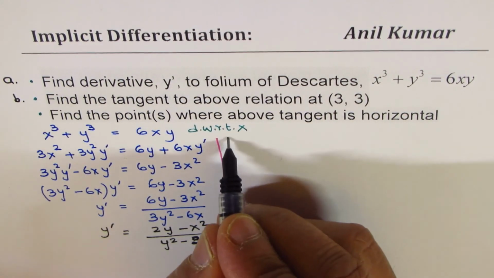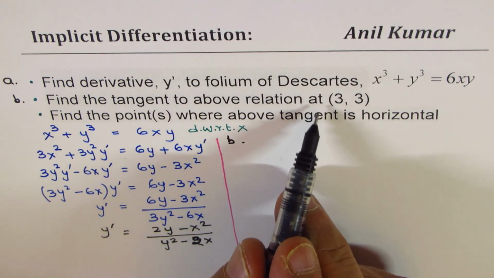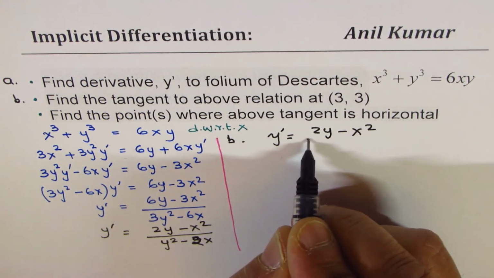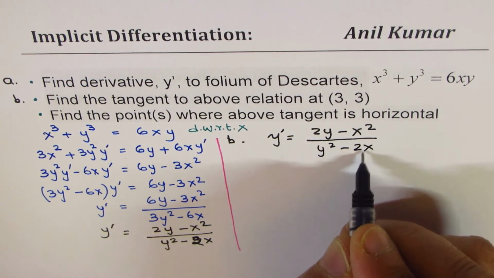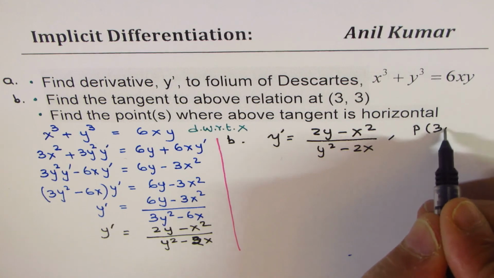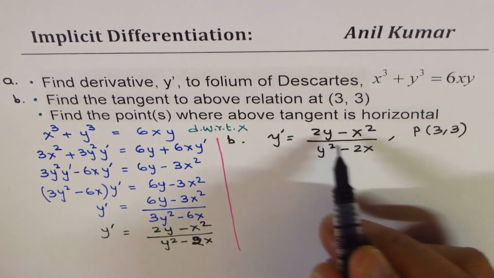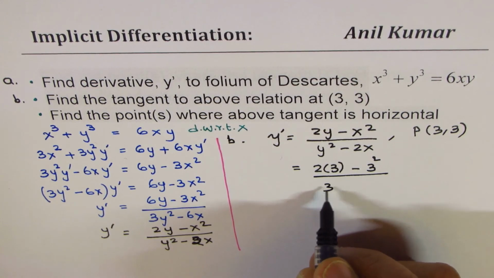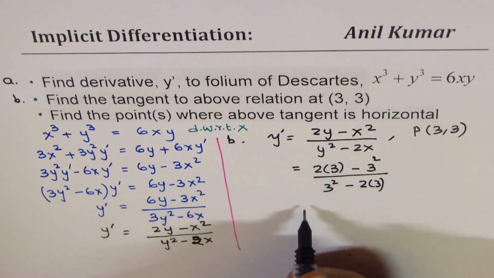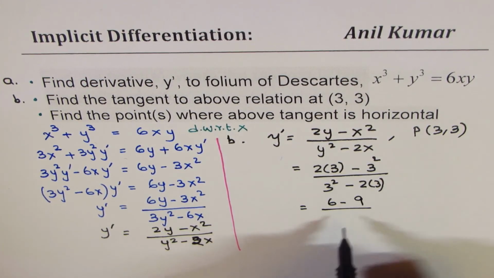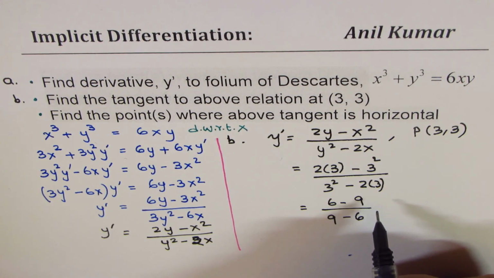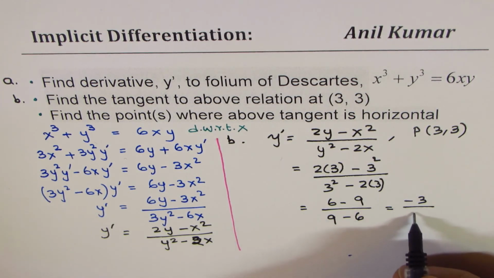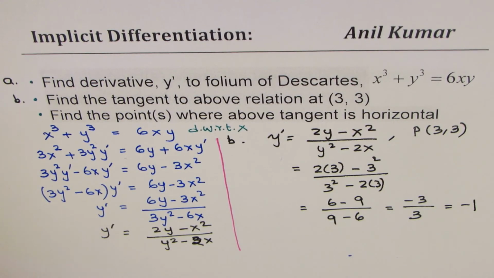Now let's do part B, which is to find the tangent to the above at this point. We have the derivative as 2y minus x squared over y squared minus 2x. We need to find the tangent at the point (3, 3). Substitute 3 and 3. So we get 2 times 3 minus 3 squared over 3 squared minus 2 times 3. That gives you 6 minus 9 over 9 minus 6. And 6 minus 9 is minus 3, 9 minus 6 is plus 3. So we get minus 1 as the derivative.